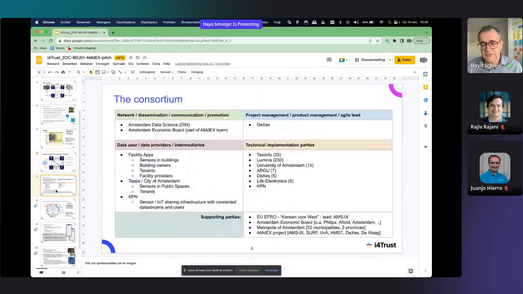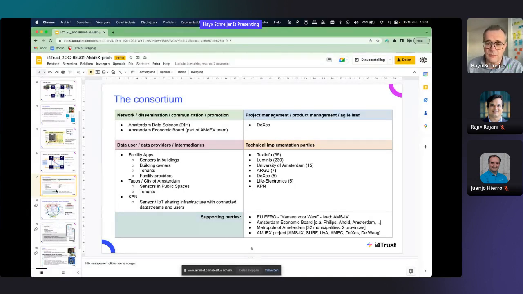Just to show you who's participating, we have a lot of parties involved, and it's good for you to know that the I4Trust experiment is part of a larger use case we're doing on Amdex. So we're actually doing this smart building use case on Amdex, and I4Trust is an extra project we're doing to involve iSHARE and FIWARE components in this project. What you see here is that we have a great division of the Innovation Hub, a project management involved party, which is me as part of Dexus.